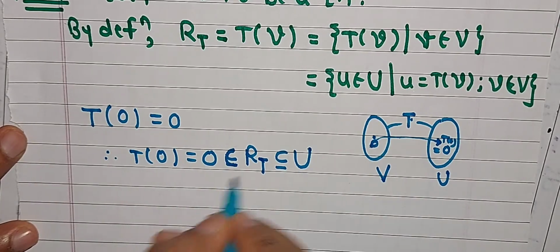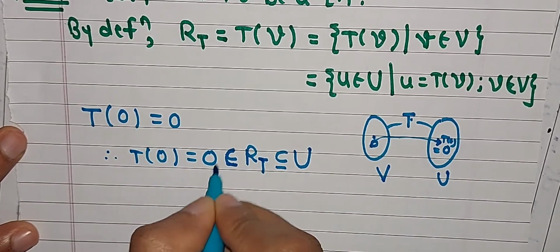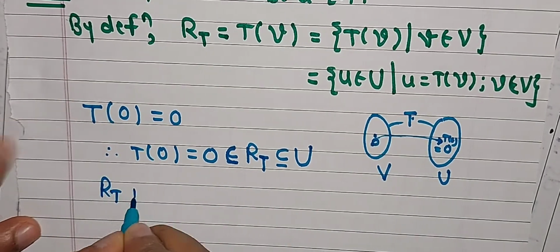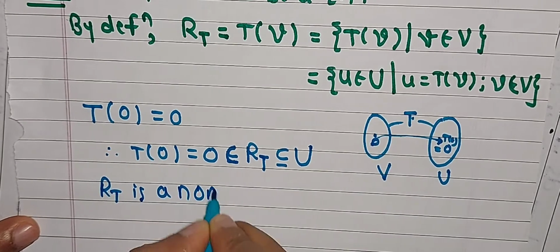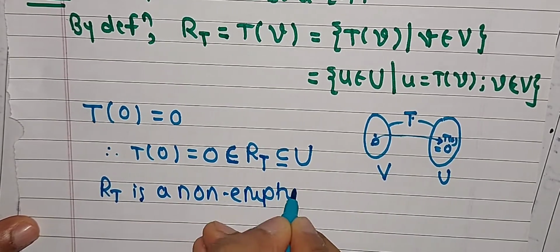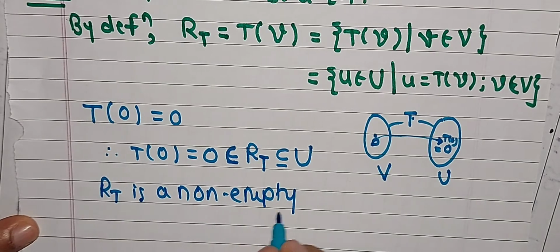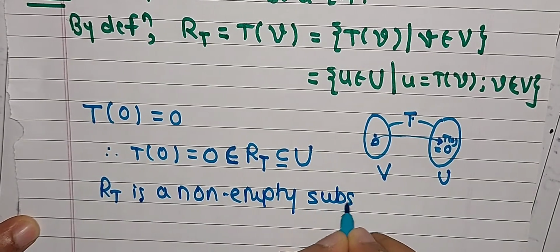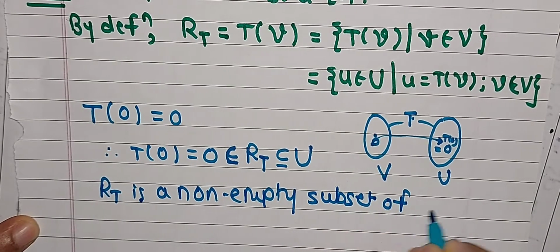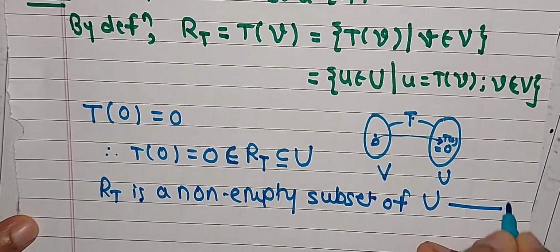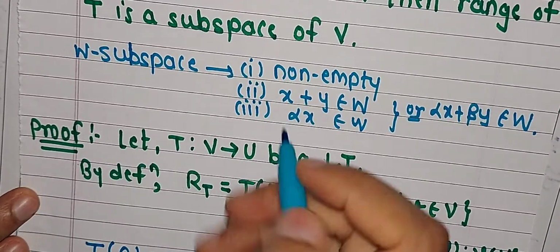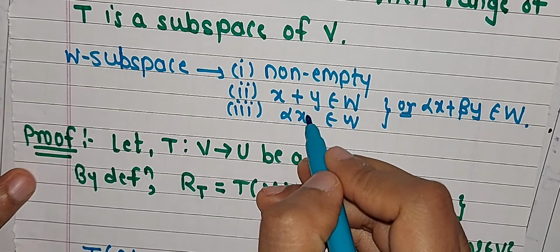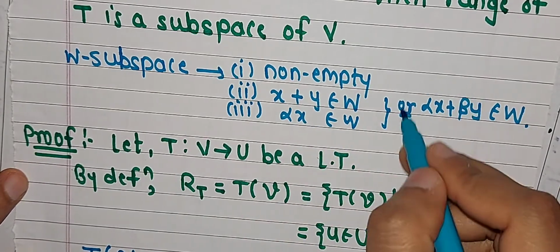So from this condition, the range of T contains at least one element, therefore R of T is non-empty. Minimum one element is there, therefore R of T is a non-empty subset of this codomain, that is, a subset of my set U. Okay, so this is my first condition. Therefore we have obtained this first condition, that is the non-empty case.